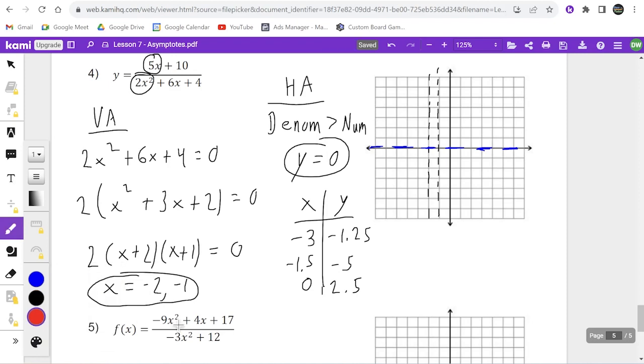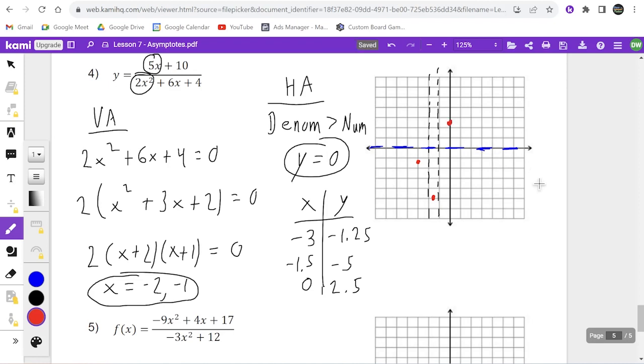Now let me graph these points on the graph. Here's negative 3, negative 1.25, right about there. Here's negative 1.5, negative 5. 1, 2, 3, 4, 5, right here. And here's 0, 2.5, right here.